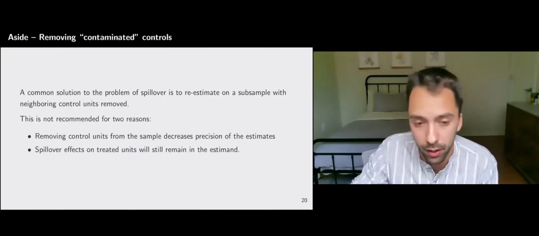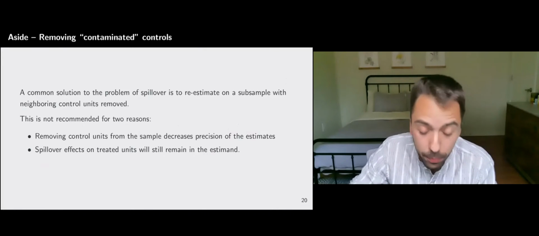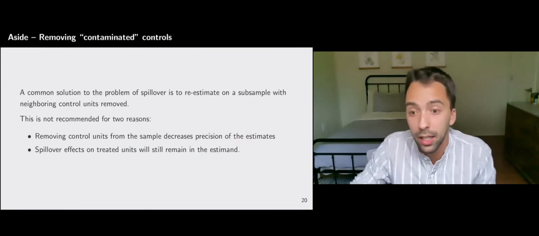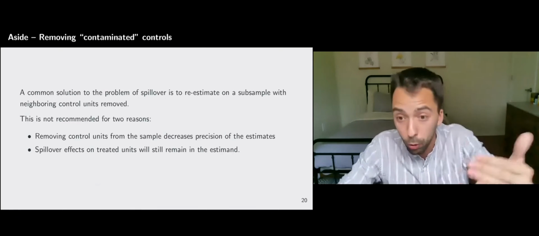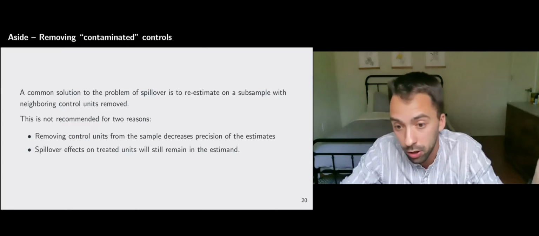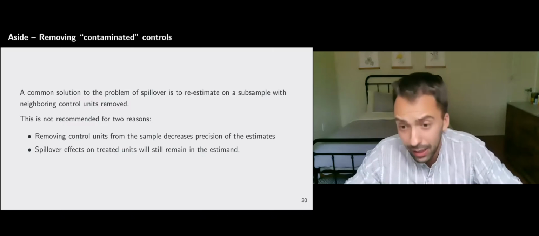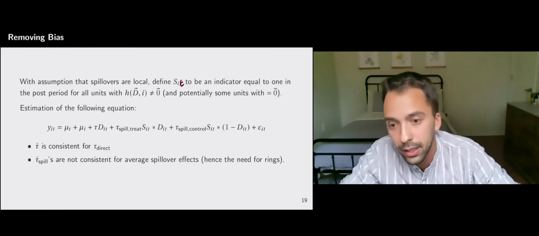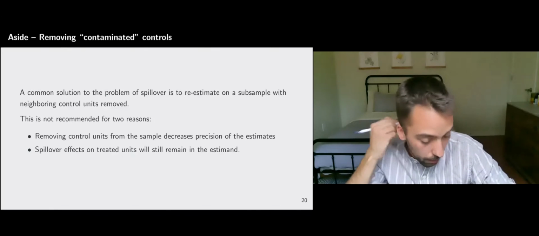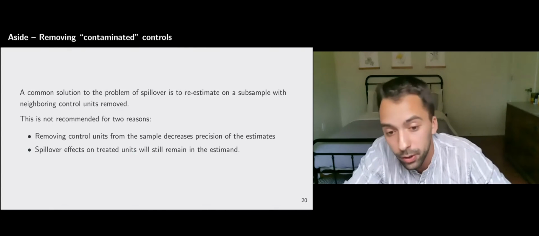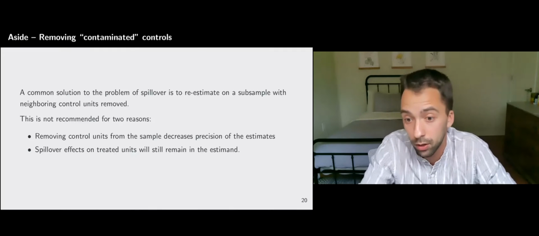As an aside, what's commonly done in the literature is instead of directly controlling within the regression, researchers will typically drop neighboring or nearby control units from their sample. There are two reasons I think this is not the preferred method. First, removing control units from the sample decreases the precision of your estimate. You're just lowering the number of observations and therefore lowering the precision needlessly. Adding one extra covariate and keeping a bunch of observations, you're not going to lose as much precision. The second reason is that spillover effects on treated units will still remain in the estimate. So you're not removing both sources of bias when you do this. You're only removing the average spillover effect on control units.